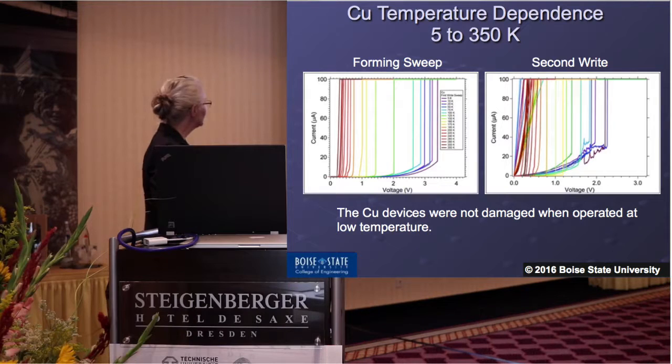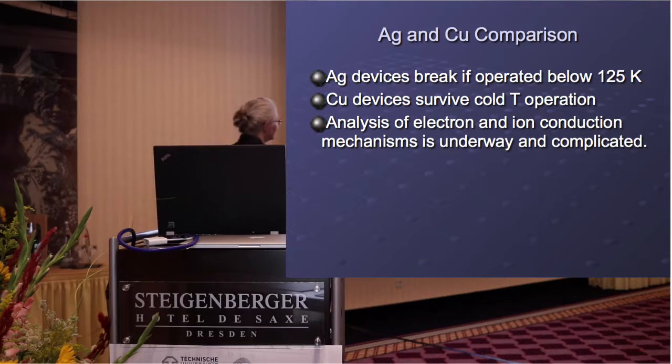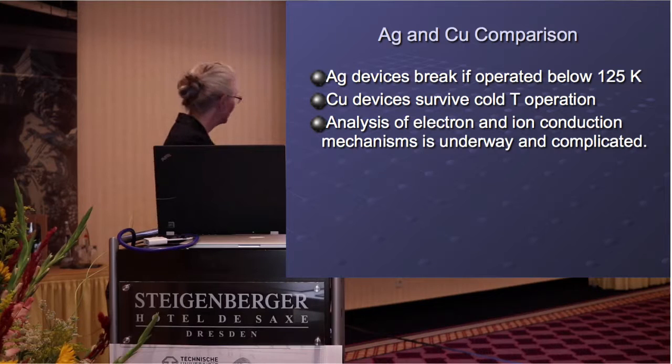The copper, on the other hand, you can see you've got a lot more of this type of curve than you do in the silver. And you didn't damage any devices when they were operated at low temperature. It worked. So that was one positive thing about that. So the electron and ion conduction mechanisms, understanding that data, it's underway. Let me see if I show anything at all. No, I don't. I almost feel like I'm robbing you of that, so I might jump ahead and show you something that I want to show you.